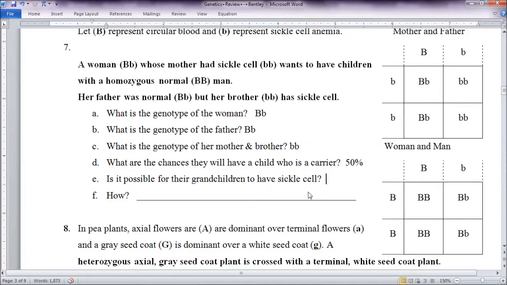Fortunately, none of the grandchildren look like they will have it. So if we look at the mother and the man and woman's Punnett square, we find that their genotypes do not allow for sickle cell anemia children. So there we go. So C, Punnett squares.